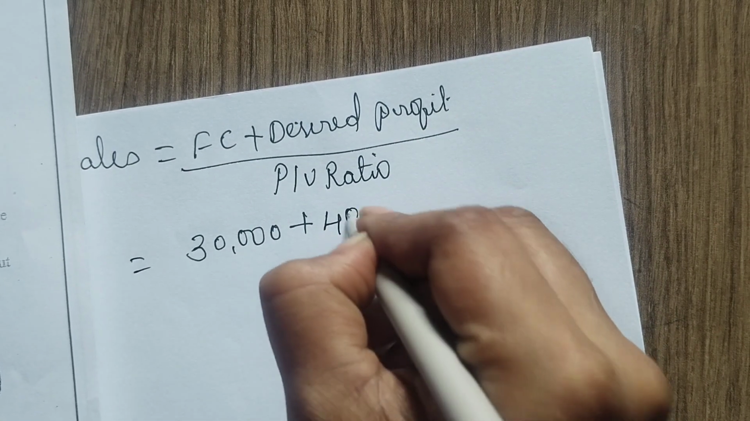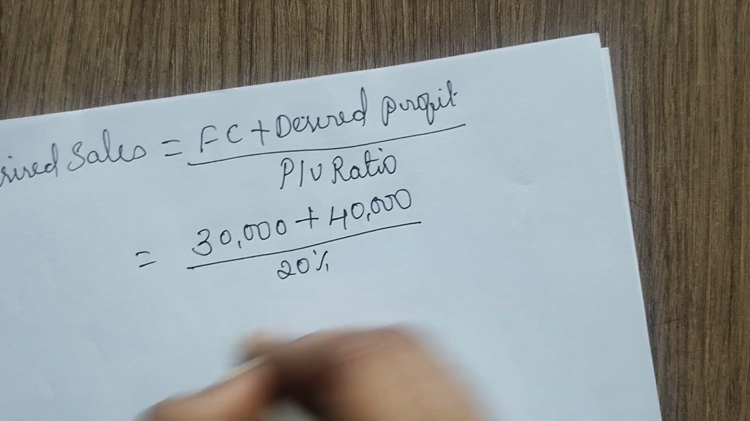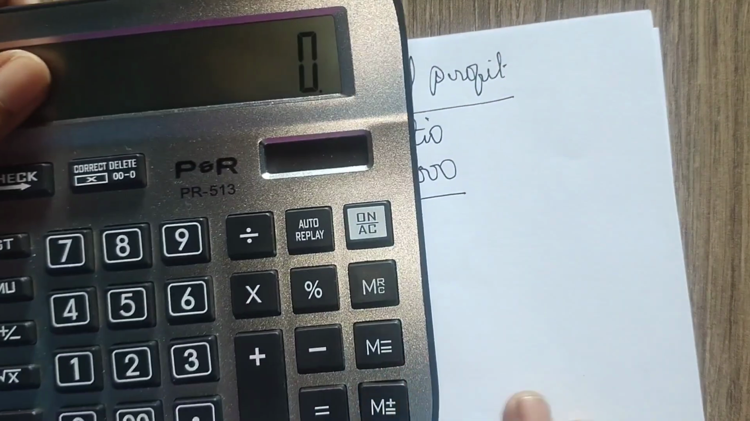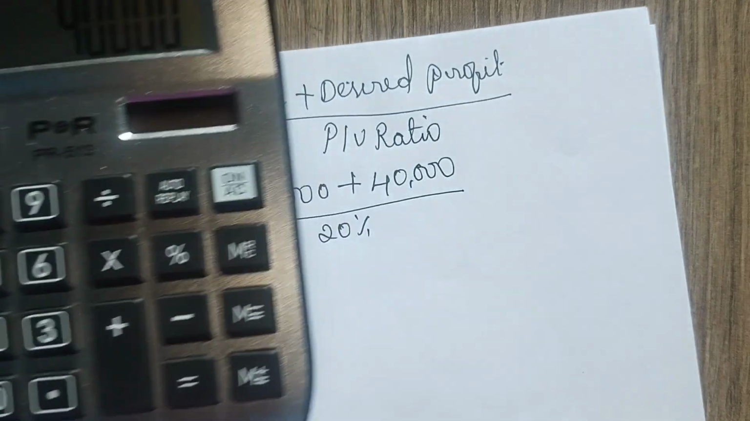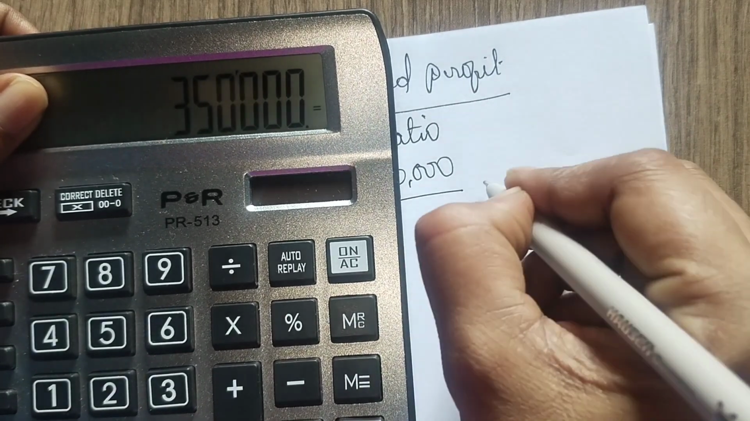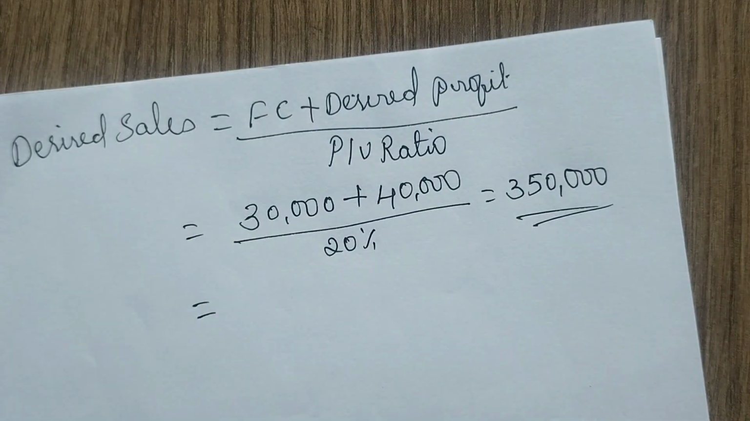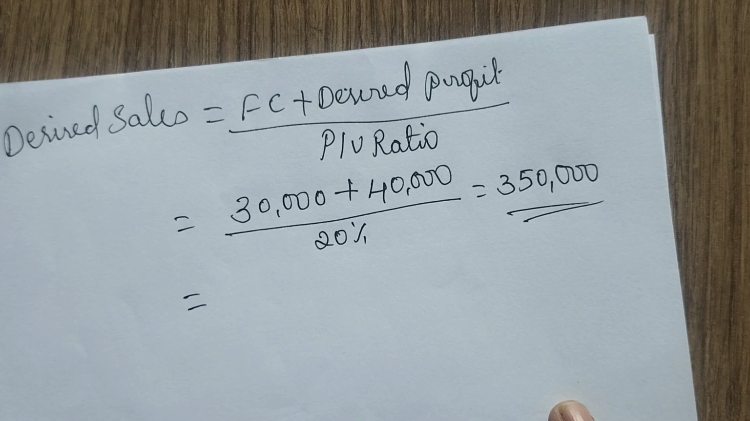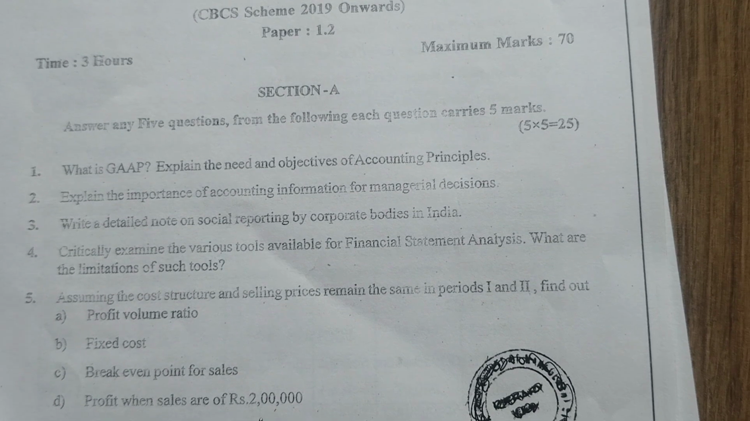So profit is 40,000 and PV ratio is 20%. Calculate: 30,000 plus 40,000 divided by 20%, 0.20, is 3,50,000. What is the desired sale? To earn a profit of 40,000, you need to make a sale of 3,50,000.